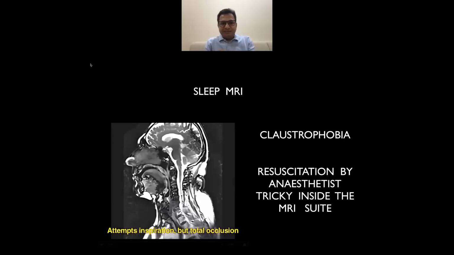But the problem is that in the MRI gantry, most patients are claustrophobic. They do not sleep well unless they are a very sleep apneic and very sleepy patient. So for mild, moderate sleep apnea, it's not a great tool. And if the patient doesn't sleep well and you try to sedate him and he goes into deep sleep and collapses, then resuscitation can be tricky inside the MRI suite. So take it with a pinch of salt.